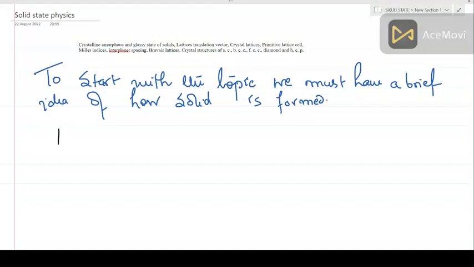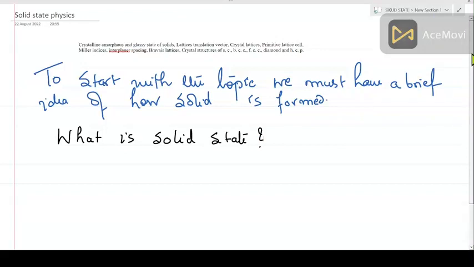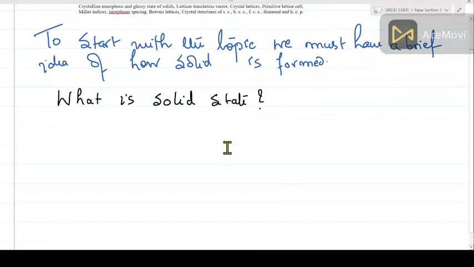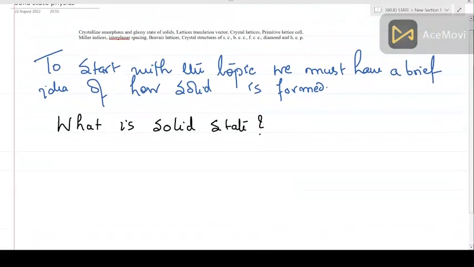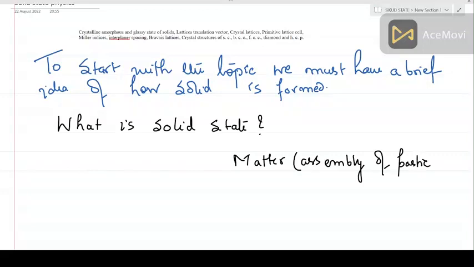To start with solid state physics, we must have a brief idea of how a solid is formed. Before that, I will start with a very primitive question: what is matter, or what is a solid state? Almost all of you, as graduation and post-graduation students, know what matter is. It is something that occupies space and has weight and mass. We are specifically talking about the solid state in this lecture. Matter means an assembly of particles.